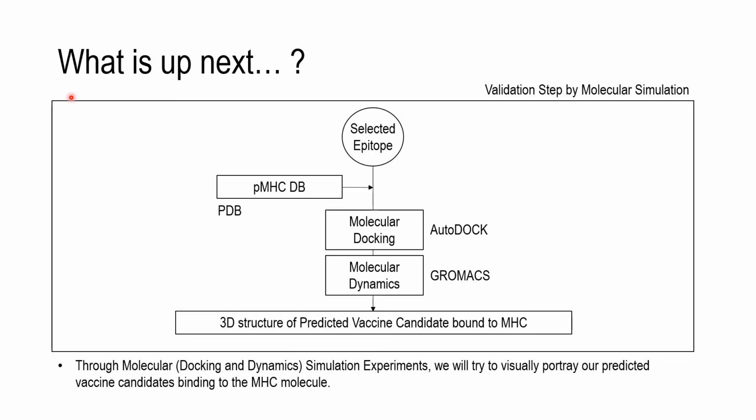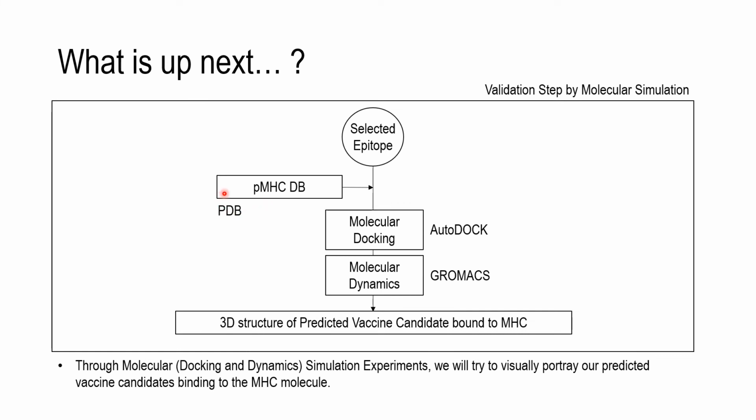So what is up next after the epitope selection? After successfully finding the candidate vaccines, what we're going to do is validate them by molecular simulation. This workflow is a continuation from the epitope selection step. After we get the selected epitope, we will get the pMHC, which is the MHC bound to the peptide, 3D structure from the PDB.